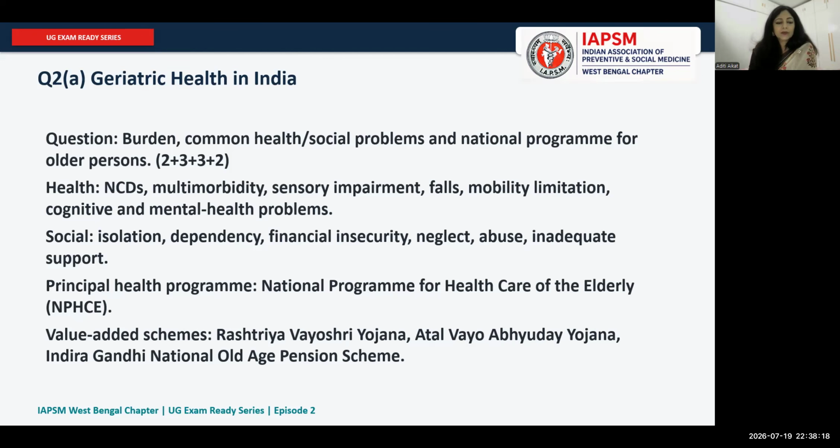The principal health program which you must write is the National Program for Healthcare of the Elderly, or NPHCE. Now, if you add some more value-added schemes, it adds to your answer and the general impression you're making to your examiner. Like Rashtriya Vayoshri Yojana, Atal Vayo Abhyuday Yojana, Indira Gandhi National Old Age Pension Scheme, and in fact, there are many more.